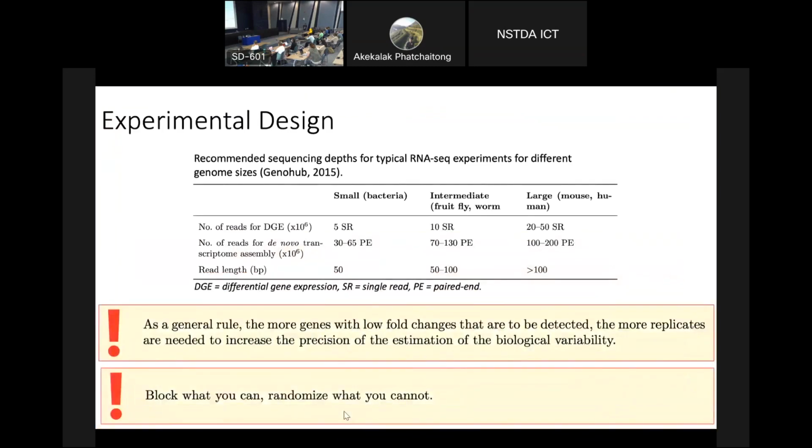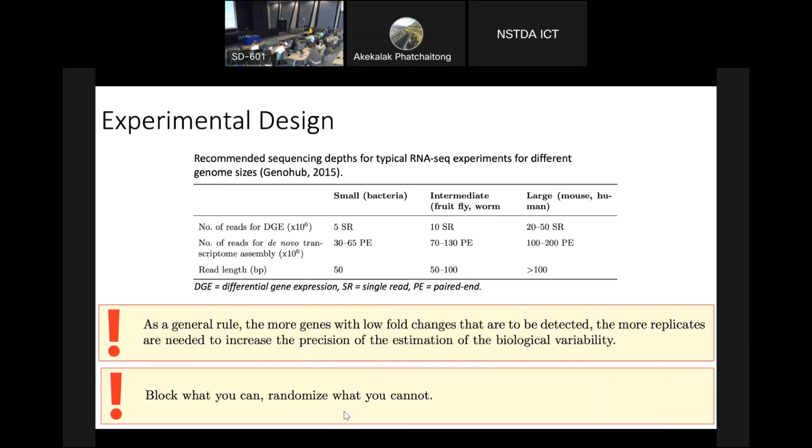Okay, but here's some recommendation in case you are wondering what kind of depth would be appropriate. Recommended sequencing depths for a typical RNA-seq experiment for different genome sizes: for bacteria, 5 times for single read, 10 times for intermediate genome size, and for large ones from 20 to 50. And this is for de novo if you're interested. As a general rule, the more genes with low fold changes that are to be detected, the more replicates are needed. Again, the emphasis on replicates.